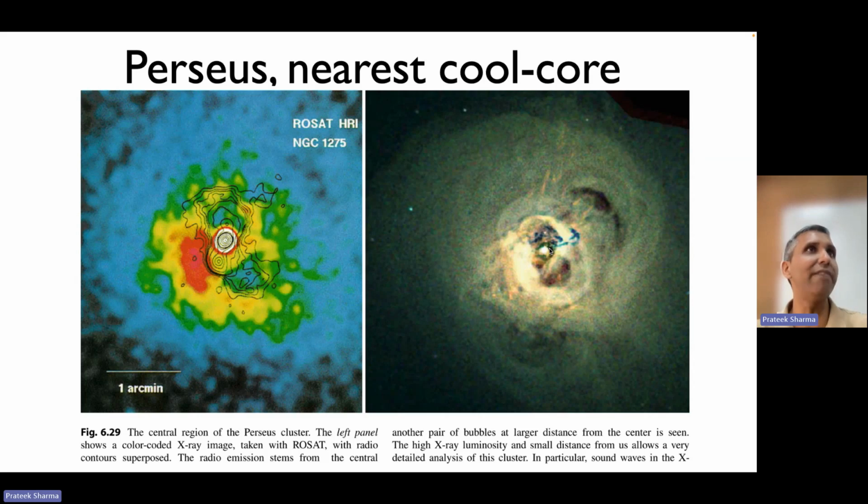I gave you arguments for why feedback is so important. Feedback solves a lot of problems. It prevents gas from cooling through soft X-ray emitting temperatures. It prevents massive disk galaxies. And there is direct evidence for bubbles and jets which have enough power to balance out cooling losses.